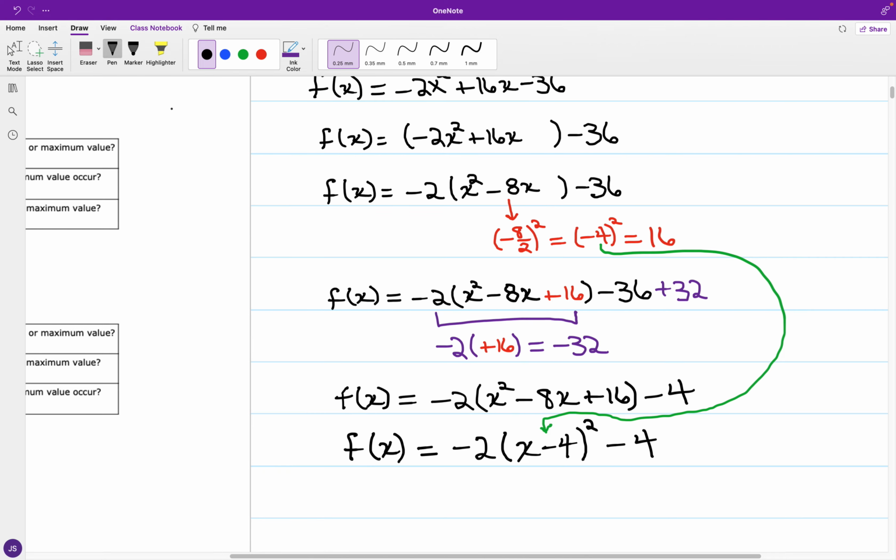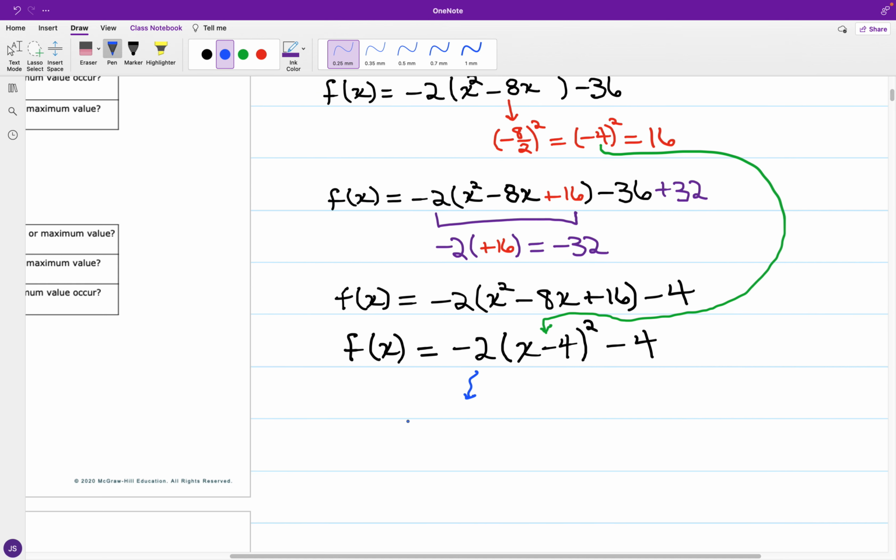Now, regarding whether we have a minimum or a maximum, this is going to be signaled by the leading coefficient in the vertex form. So we have that a is equal to negative 2. And since a is negative, we're going to have the graph open downward.